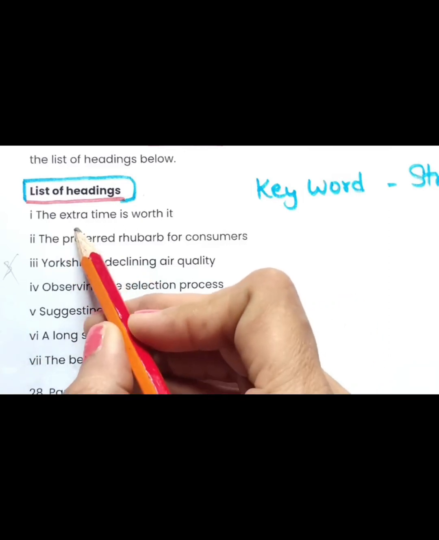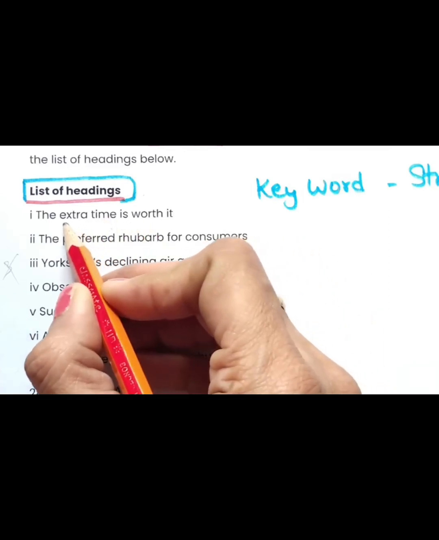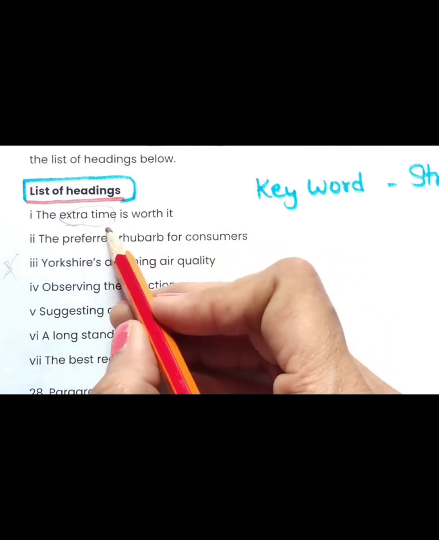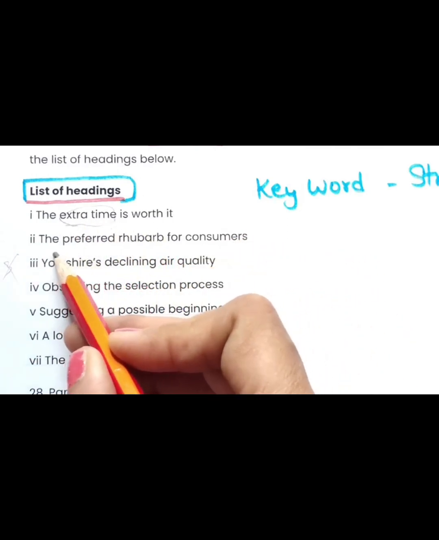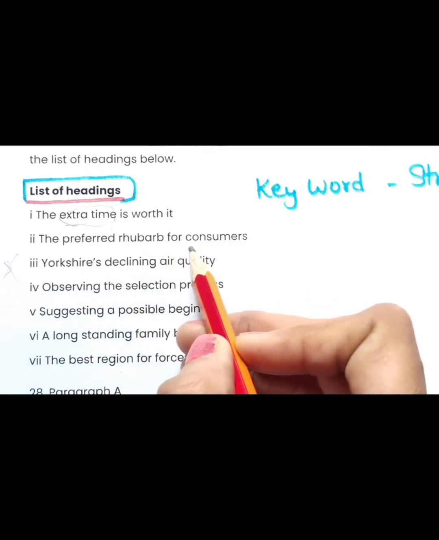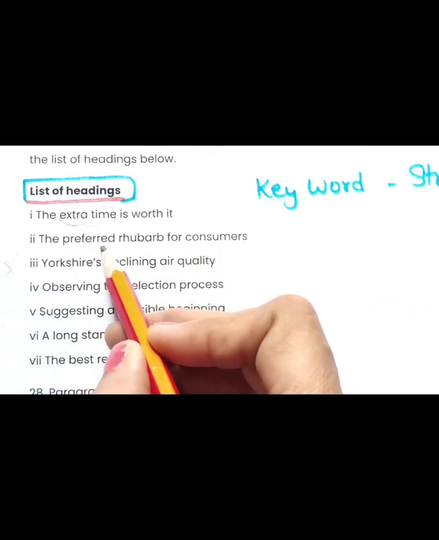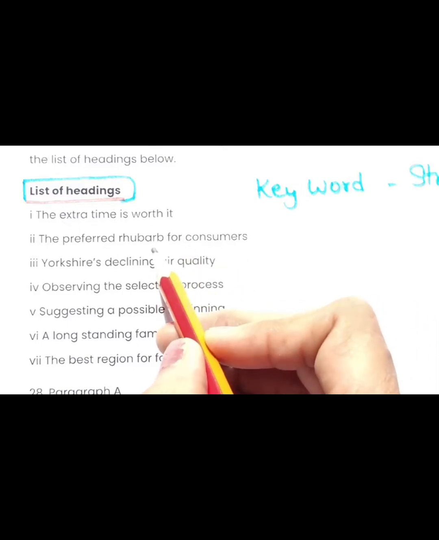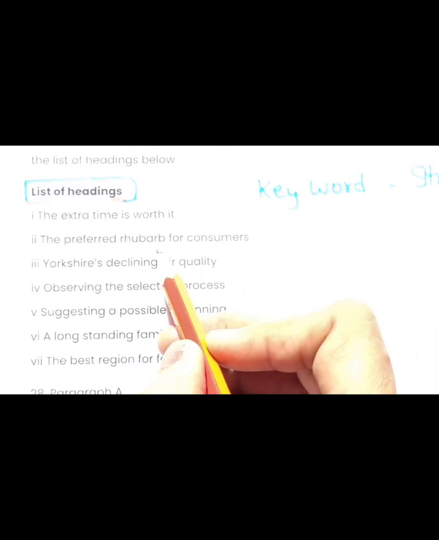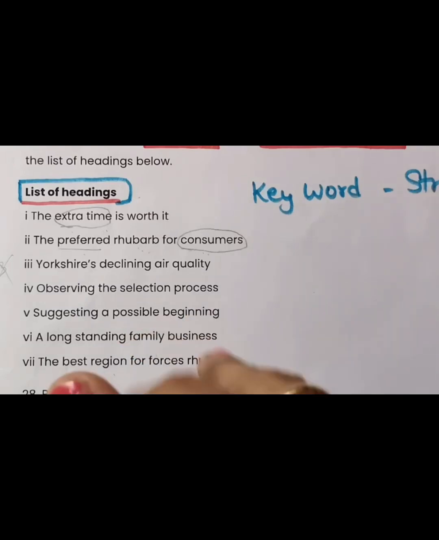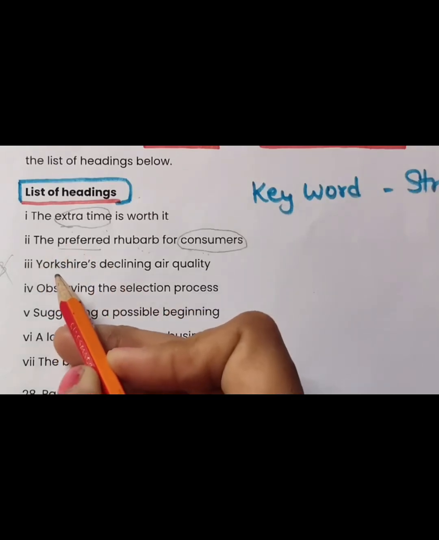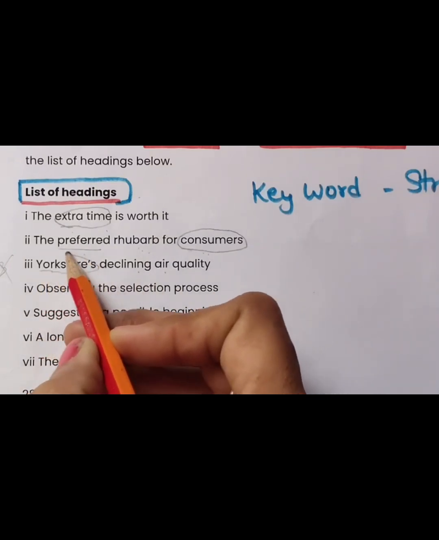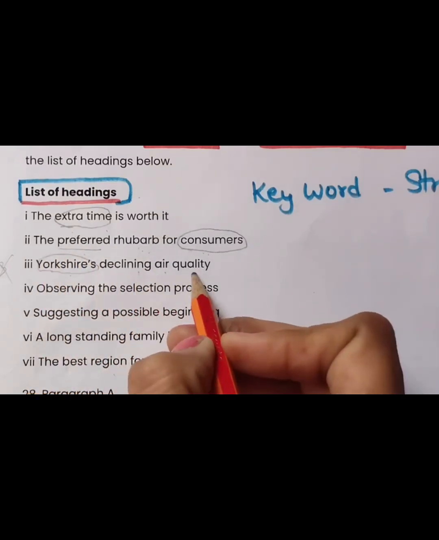So first says the extra time is worth it. They are talking about some extra time, something they may be talking about. Second, the preferred rhubarb for consumers. Some consumers are there for this thing. Sorry, I have adjusted my camera. So third one is Yorkshire's declining air quality. So this may be some place name. Declining air quality, where is this?